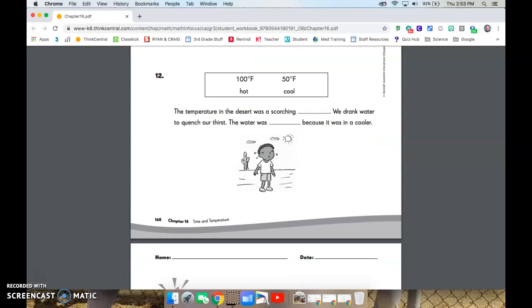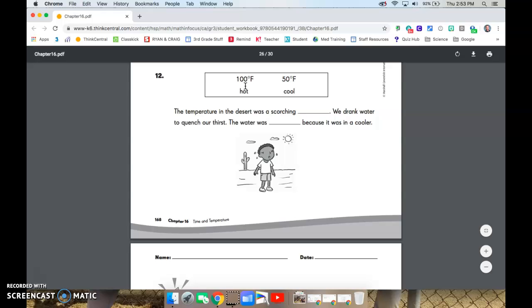12. Last one. We have 100 degrees, 50 degrees, hot, and cool. The temperature in the desert was a scorching. Ooh, vocabulary. Scorching. That's hot. Really, really hot. Okay? 100 degrees is pretty hot. Okay, 50 degrees is kind of cool. Answer on that, yes, 100 degrees Fahrenheit.